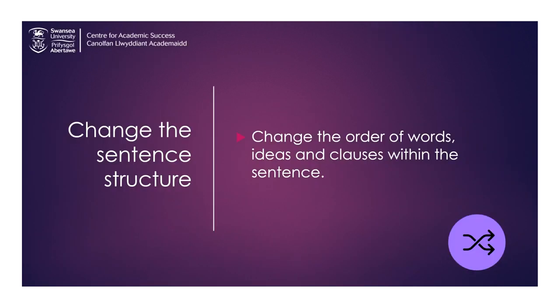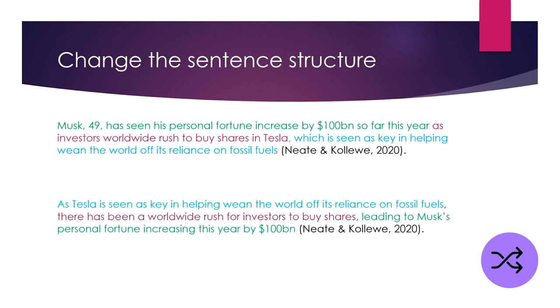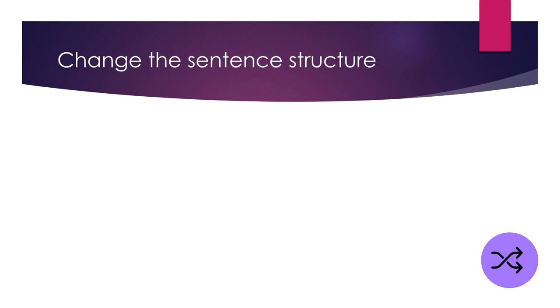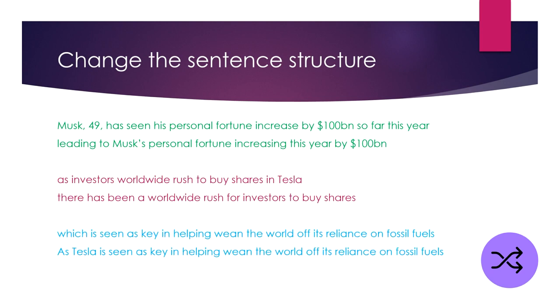When you change the sentence structure, you can change the order of the words and ideas and the clauses within the sentence. Looking at our example, here's our original sentence. Each clause has been given a separate color. Here's a sentence after rearranging the structure. Looking even more closely, you can see how it's possible to change the word order within the clause.